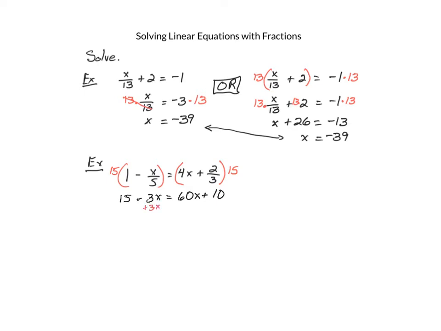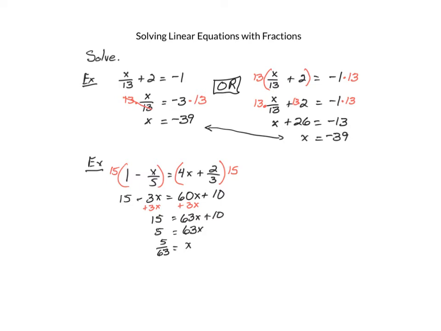And again, this plus 3x that I'm writing here is just for clarity to show you what's happening, but you don't actually have to write that part that I wrote right there. You do need to write the next equation, though. It is 15 equals 63x plus 10. We subtract 10 from both sides, and we have 5 equals 63x. And we divide by 63. So we have x equals 5 over 63. And this equation is finished.